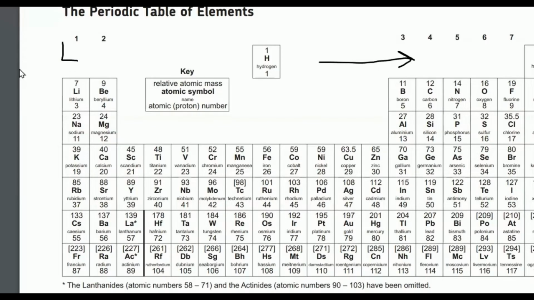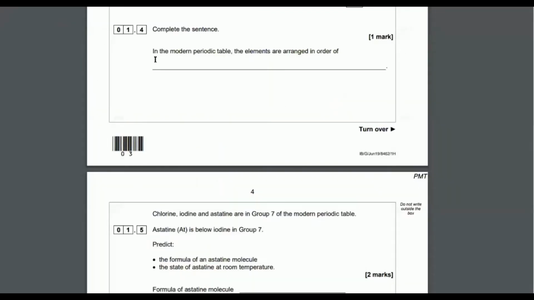What's going up as we go across? What is going up? 3, 4, 5, 6, 7, 8, 9, 10, 11, 12, 13, 14, 15, 16, 17. What is increasing as we go from left to right across the periodic table? Do you know what that bottom number is called? It's called the atomic number. So the modern day periodic table is actually arranged in order of atomic number, increasing atomic number from left to right across the period or across the rows of the periodic table.